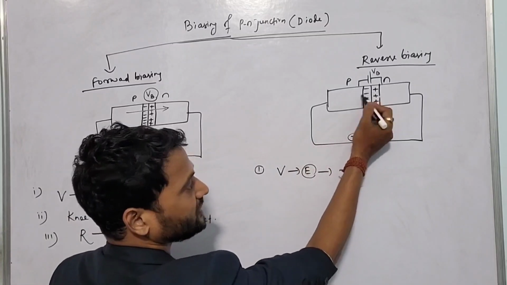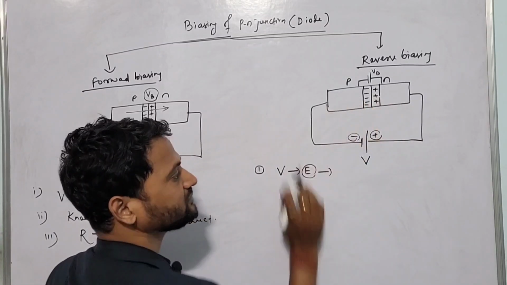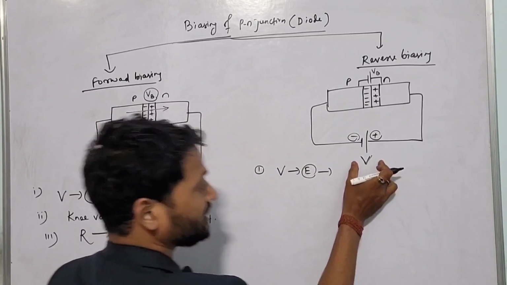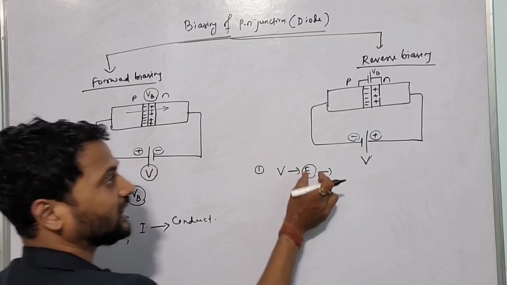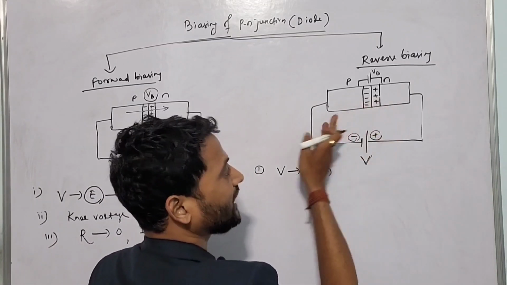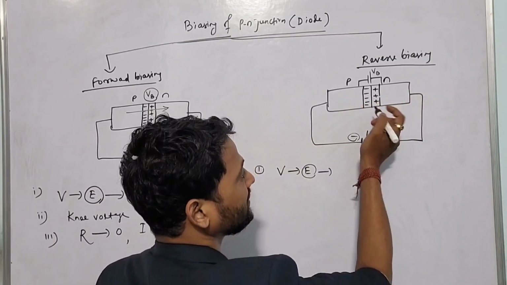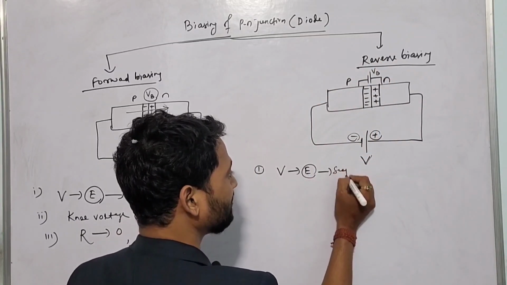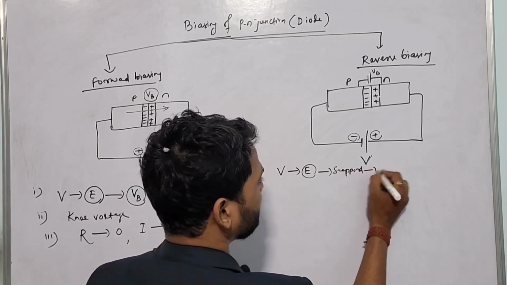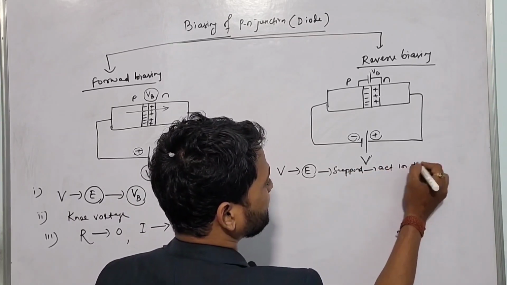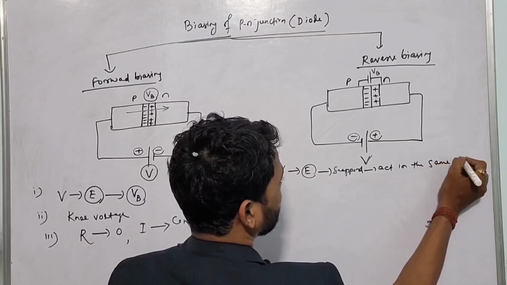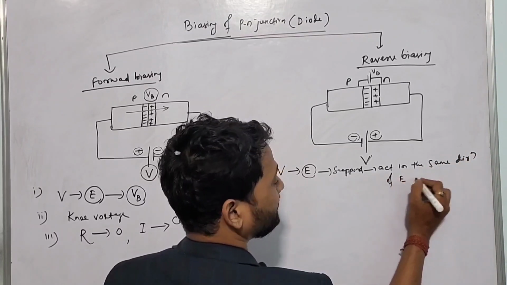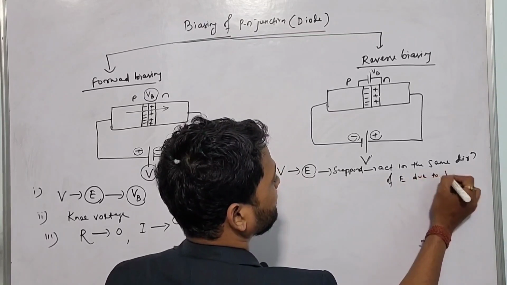So what is the direction of the electric field due to the potential barrier? From N to P, right? So here the external potential difference will develop an electric field. That electric field will act along the same direction as the electric field due to the potential barrier. That means that electric field will support it, it acts in the same direction as the electric field due to VB.